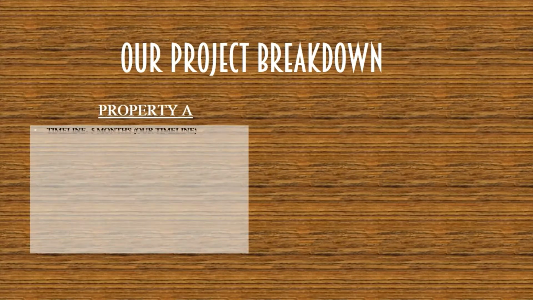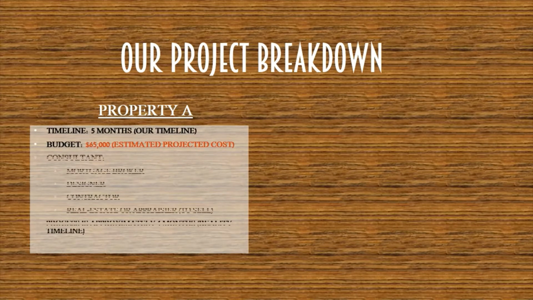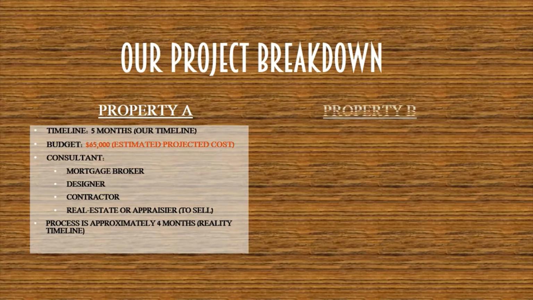Let's get a project breakdown. For property A, we have a timeline of about 5 months, and our estimated budget is about $65,000. The consultants that we have around us are the mortgage broker, designer, contractor, real estate agent, or appraiser. Now, the actual process is approximately 4 months, give or take.